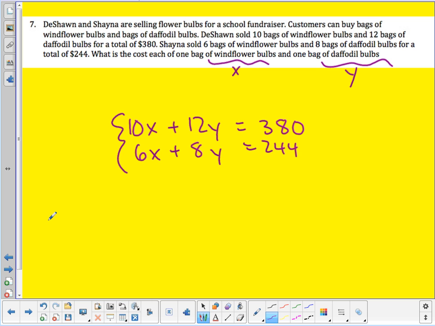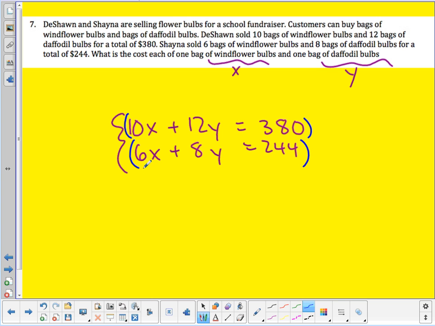This system is set up really nicely for us to use elimination. I have x's, y's, equal signs, and constants all lined up. So I'm going to go ahead and eliminate. But I don't have opposite coefficients anywhere. So I have to multiply both equations by something in order to get opposite coefficients. Now there's lots of ways that you can do this, but I think the easiest way is just by picking one of the variables and using the other equation's coefficient as the multiplier. So I'm going to choose x and eliminate x.